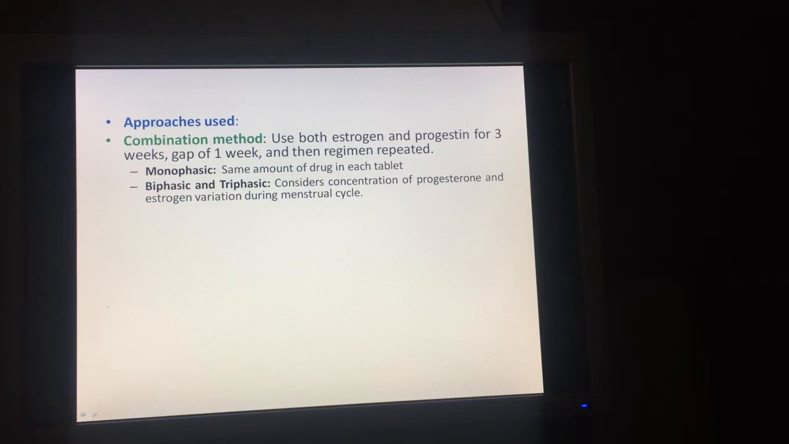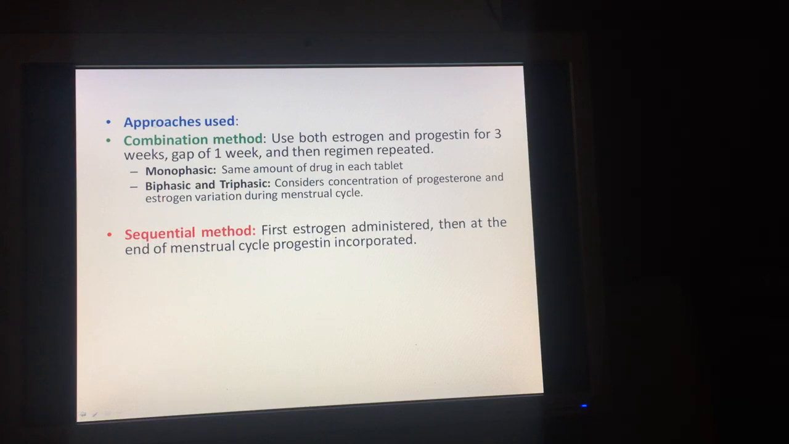Now the orthodox method that was originally used was the sequential method. In the sequential method, initially only estrogen was used, and then at the end of the menstrual cycle progestin was used. However, this method is not used because it was leading to complications.